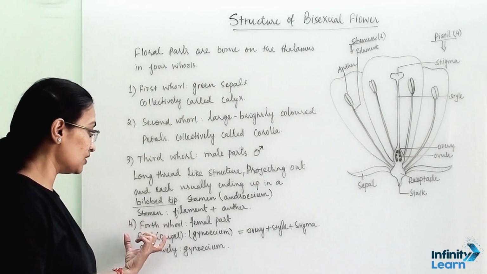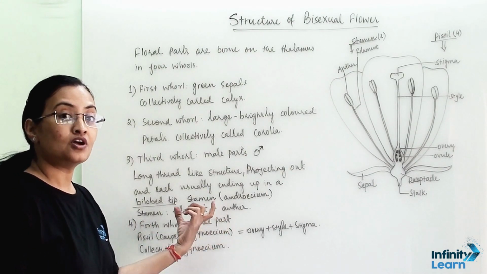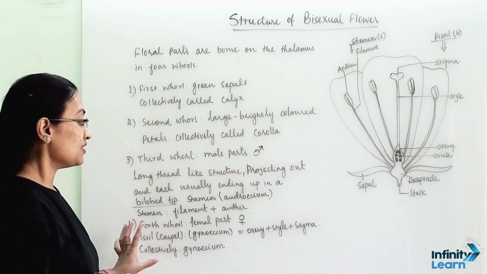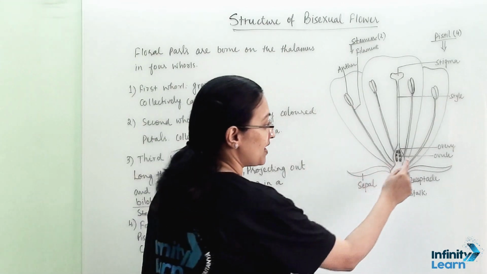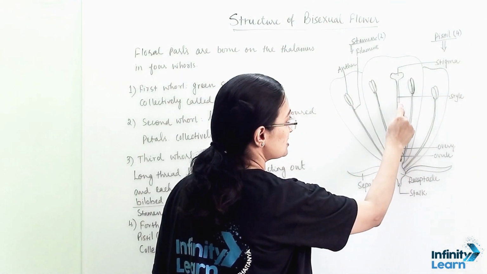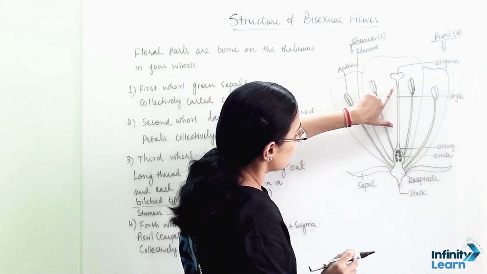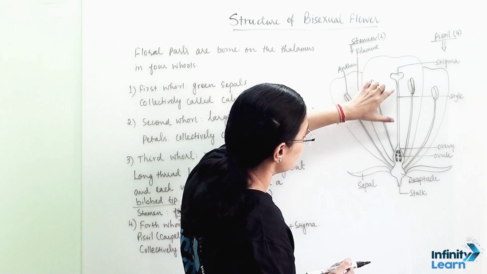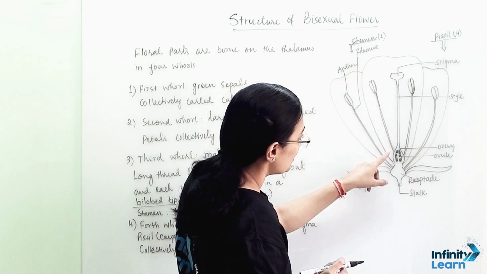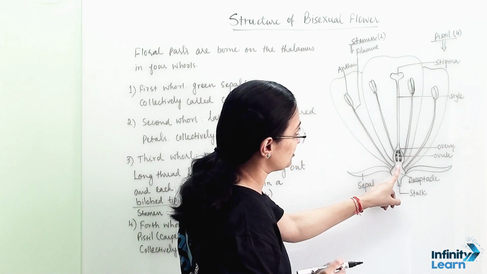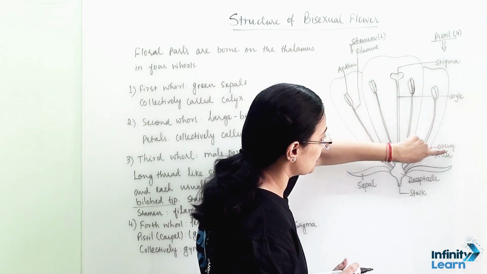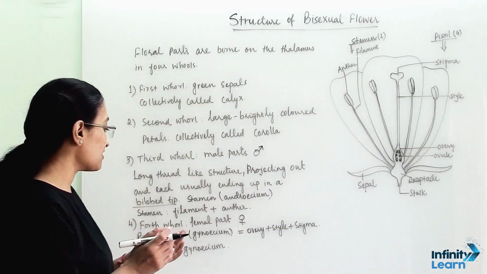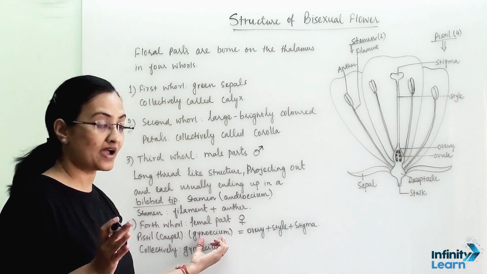Then comes the fourth whorl, which consists of the female part, and symbolically we are representing it like this. In the female parts there are 4 parts: ovule, ovary, style and stigma. This structure which joins the stigma and ovary is known as style. At the tip the stigma is there. In the ovary the ovules will be there. And collectively these 4 parts are known as pistil. But collectively all the pistils are called gynoecium.